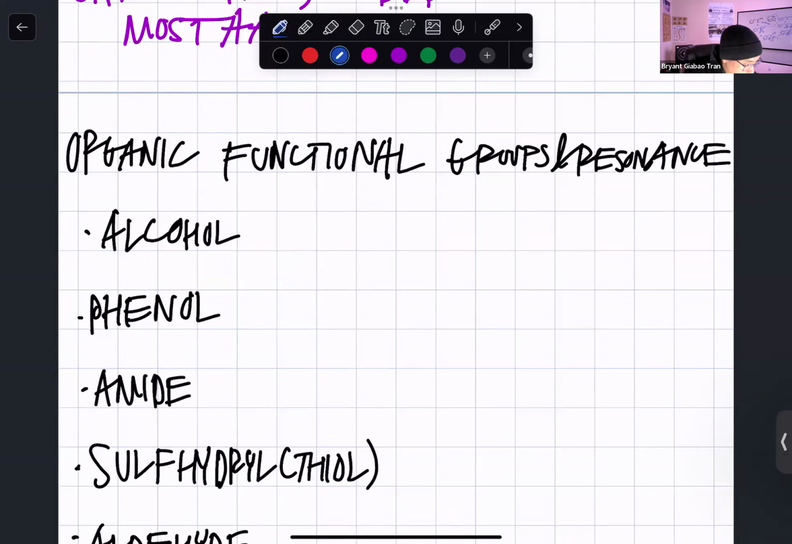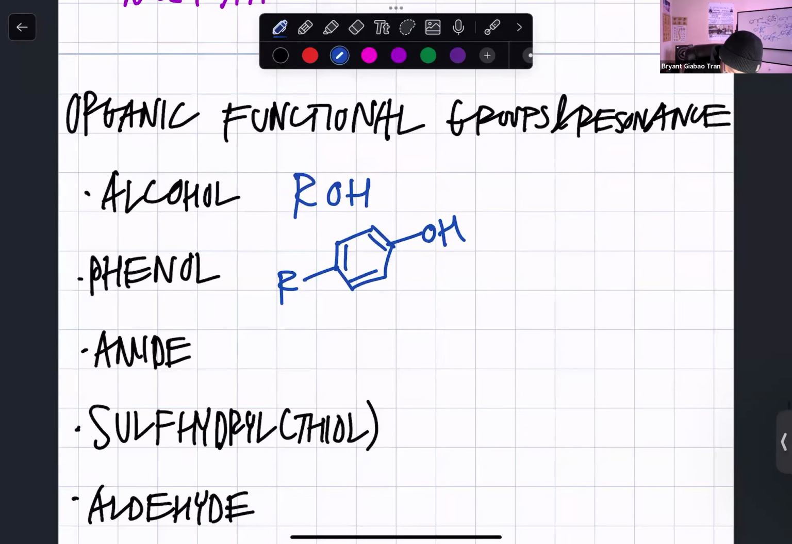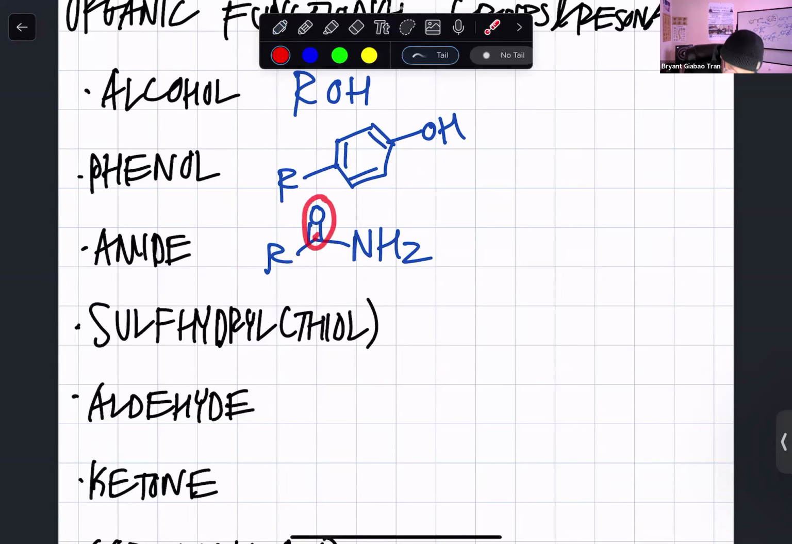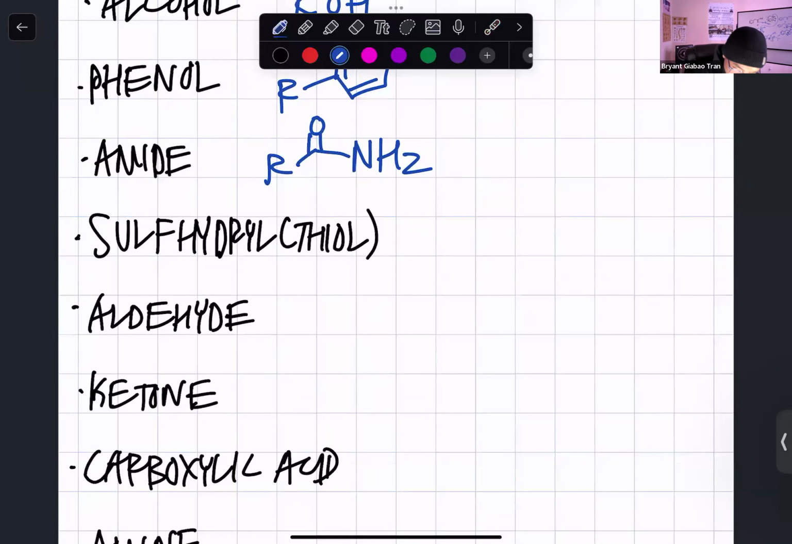An alcohol is going to be when we have an OH group. This R right here is going to represent a random hydrocarbon chain. A phenol is going to be when we have a benzene ring attached to an alcohol. An amide is going to be when we have a carbonyl, which is a carbon double bonded to an oxygen, adjacent to an amine, which makes an overall structure of an amide. A sulfhydryl is going to be an SH attached to a random hydrocarbon chain.